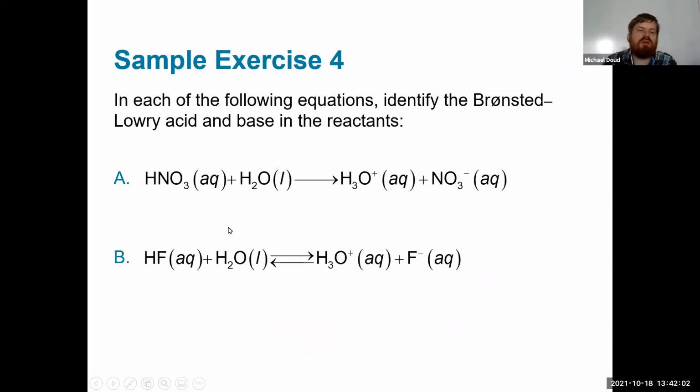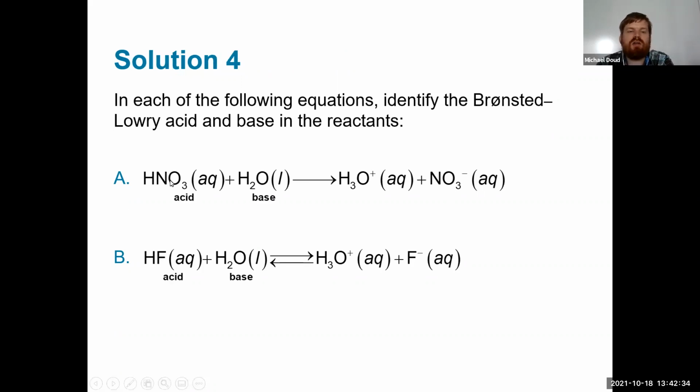So let's go ahead and give it a shot. So A, we have the reaction of nitric acid with water to form the hydronium ion and nitrate. Ask yourself, which one gives up a proton and which one accepts a proton between the reactants? And then finally, we have HF. HF, which is hydrofluoric acid, reacts with water to produce the hydronium ion and the fluoride ion. So go ahead, pause the video here. Try to identify which is the Bronsted-Lowry acid and which is the Bronsted-Lowry base.